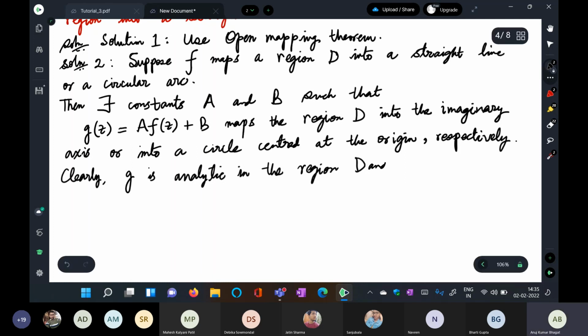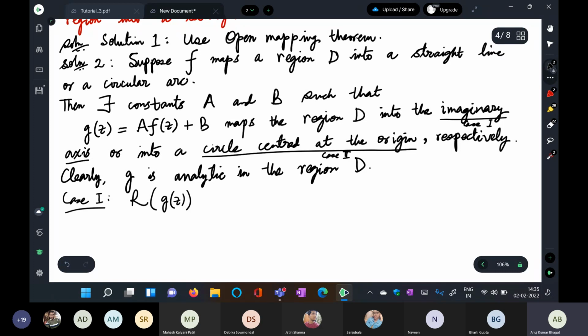And note one thing, for the first case, I'll call this case 1, and suppose this is case 2. So what happens when I have case 1? In case 1, the real part of g(z) is constant.